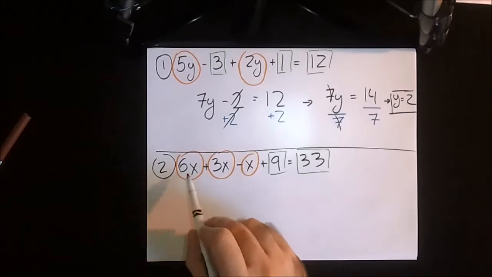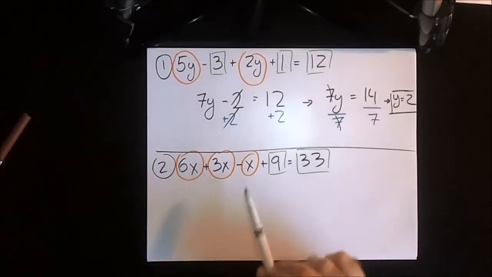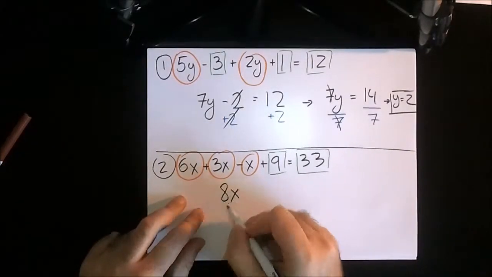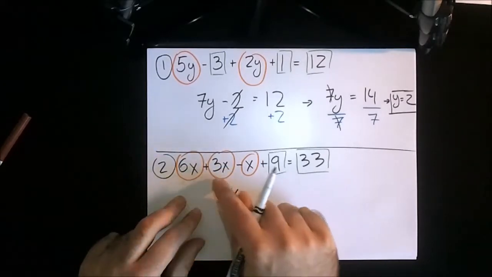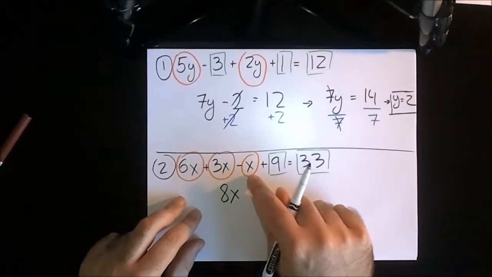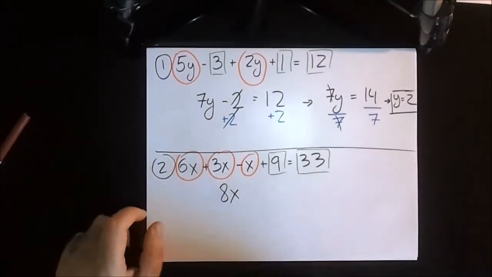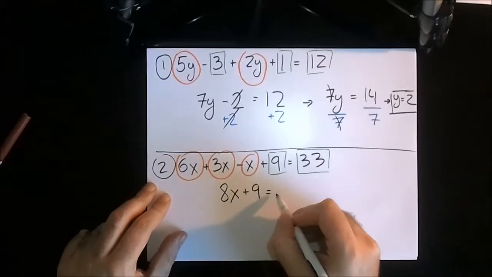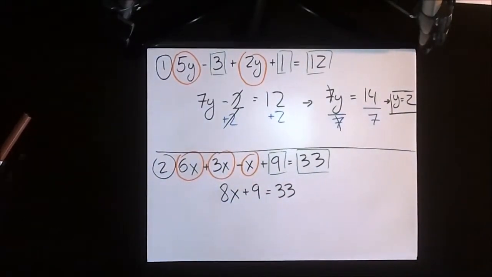Alright, 6x plus 3x, that's 9x. 9x take away an x, that's 8x. So once again, 6x plus 3x, 6 plus 3, that's 9. 9 take away just 1x, and remember, pretend there is a 1 in front of that. 9x take away an x is 8x. And then I have plus 9 equals to 33. Okay, terrific. Two-step equation now.